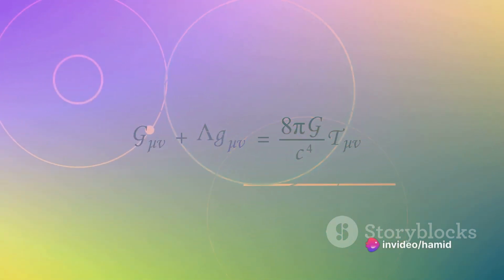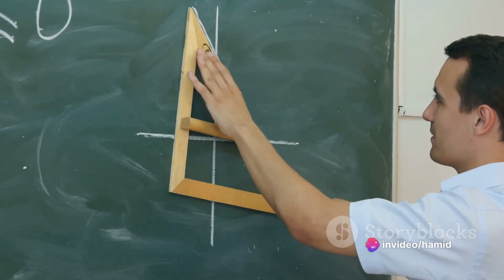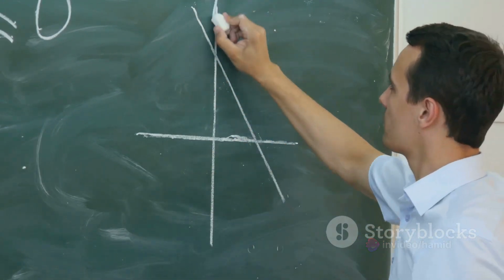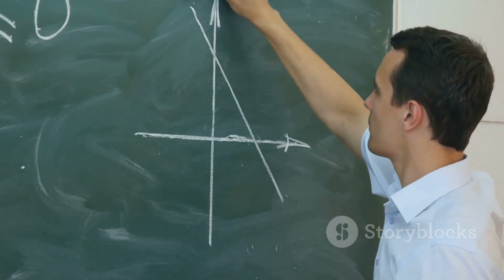If a is positive, our parabola opens upwards, and if a is negative, it opens downwards. The absolute value of a also decides how wide or narrow the parabola is.